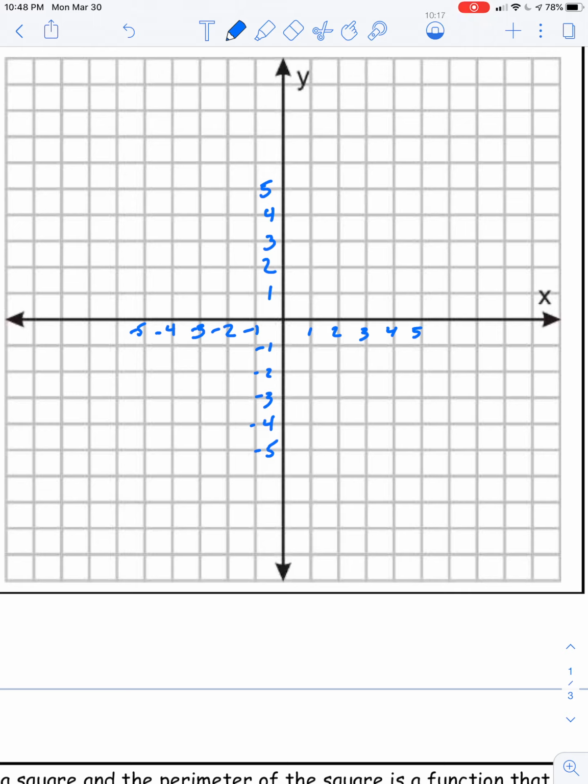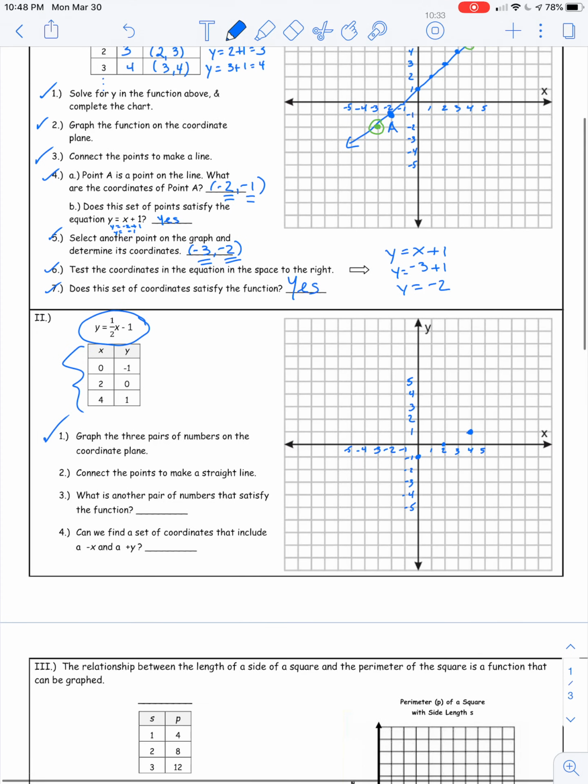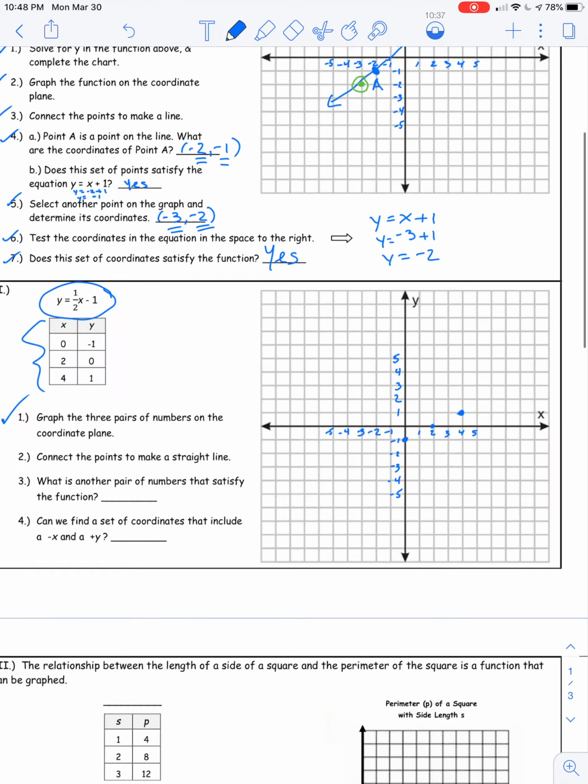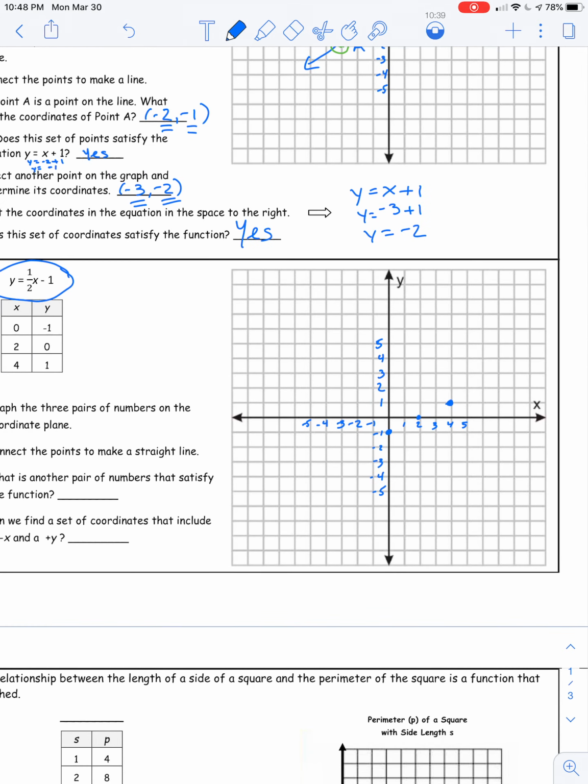And let's go ahead and graph those points. So we have 0, -1. We have 2, 0. We have 4, 1. Okay, so we've graphed them. Now we're going to connect the points to make a straight line. You're going to use your ruler. I'm going to try to do it freehand as best as I can.